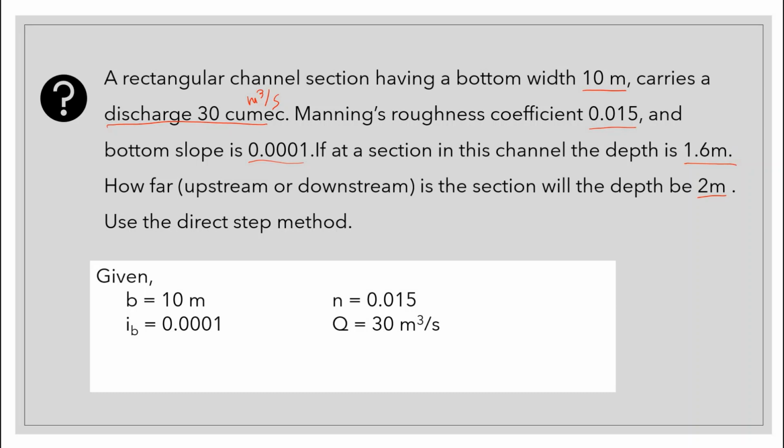In this question, we are asked to find the length of the section between when the depth is 1.6 meter and when the depth is 2 meter. For this question, we can use the direct step method to compute the length between these two sections. Here two depths are given: y1 is 1.6 meter and y2 is 2 meter.